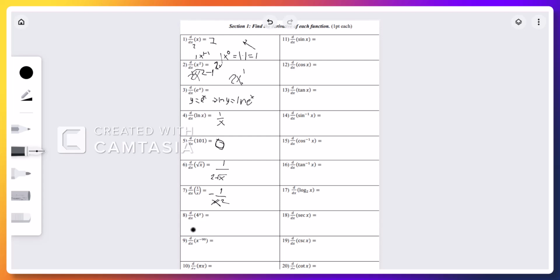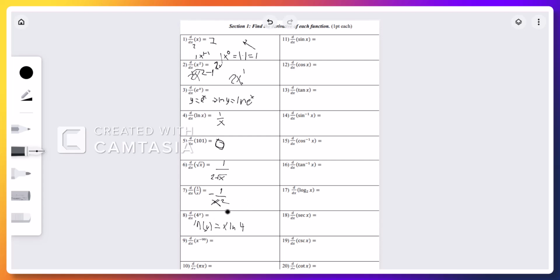Okay, on the next question, we have the derivative of 4 to the power x. Like we did for e to the x, we're going to start with ln y, just to skip steps that we already know. ln of y equals x ln of 4.